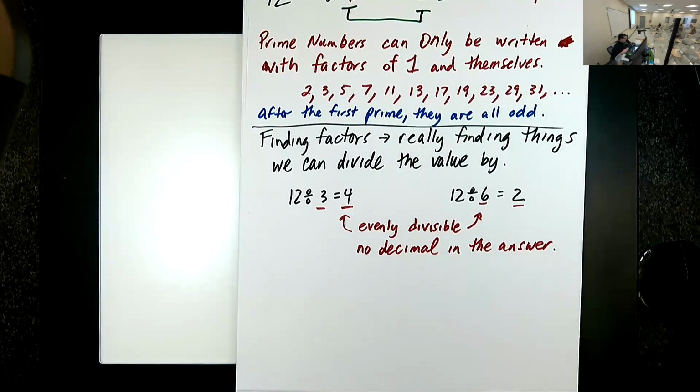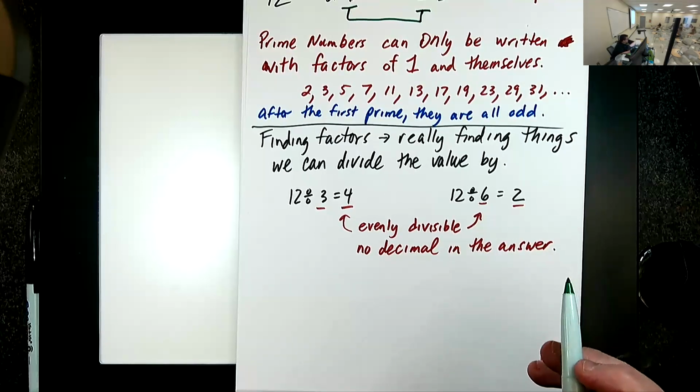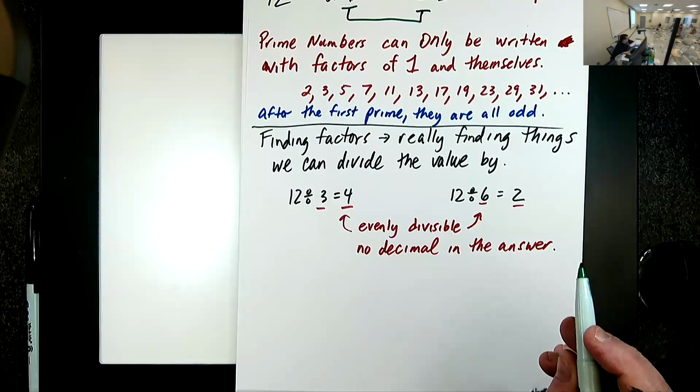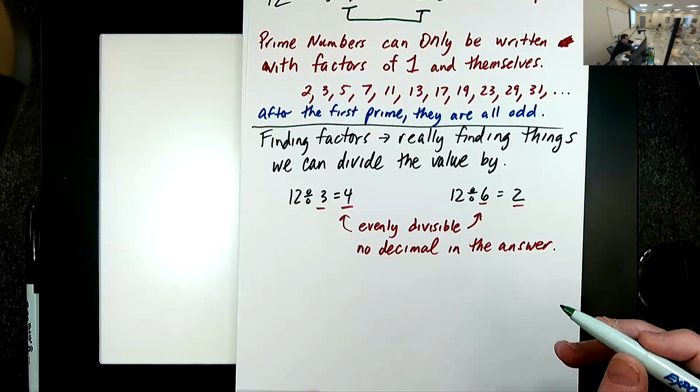So like, let's start with 2. It's the first prime number. I wish I could say 1, because 1 times 1 is 1, and it's only 1 times itself. It should be prime, but it's not.